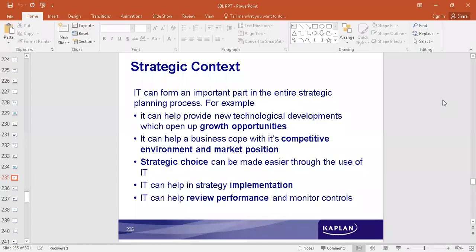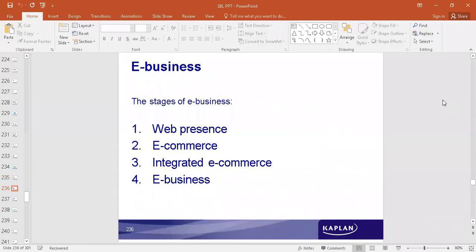It can help a business cope with its competitive environment, because in the external environment others have already adopted them. To be on par with them or to compete with them equally, it becomes important that they adopt IT or the technology. So it can help a business cope with its competitive environment and market position. Then strategic choice can be made easier through the use of IT. So better decisions can be taken up, better implementation is possible, and there is a better way to review the performance if IT is adopted. That's the strategic context.